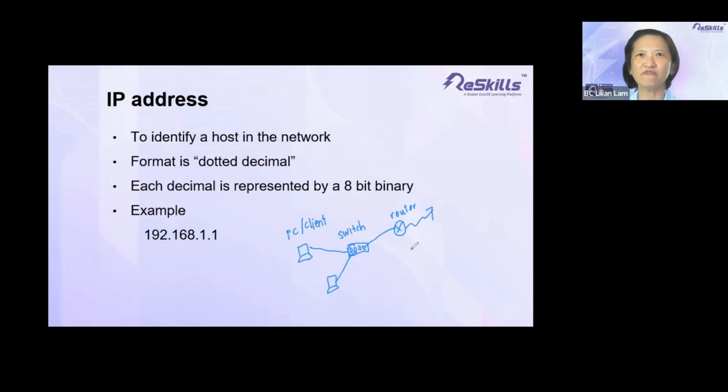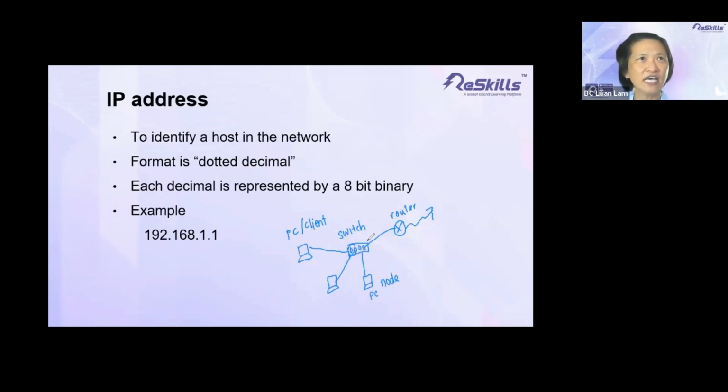So internally we will have all these devices. Of course, we have more than two or three PCs. It can be hundreds of them or thousands of them behind this network. So all these hosts or nodes in the network need a way of identification, and one way is to have an IP address.